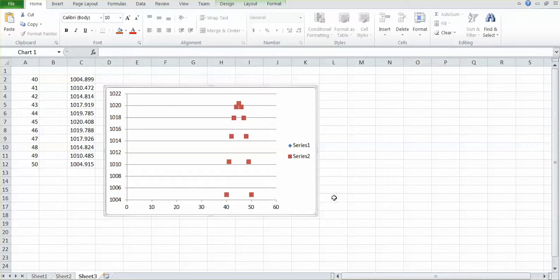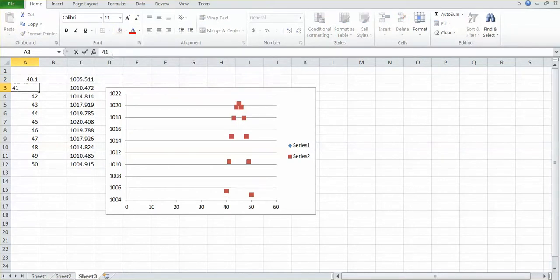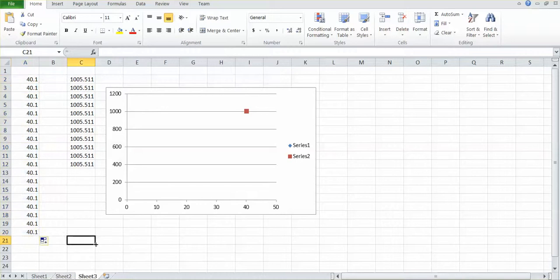What if we wanted to investigate even smaller degrees of angle? So 40.1, 40.2. So we've got even smaller gradations of degree here.